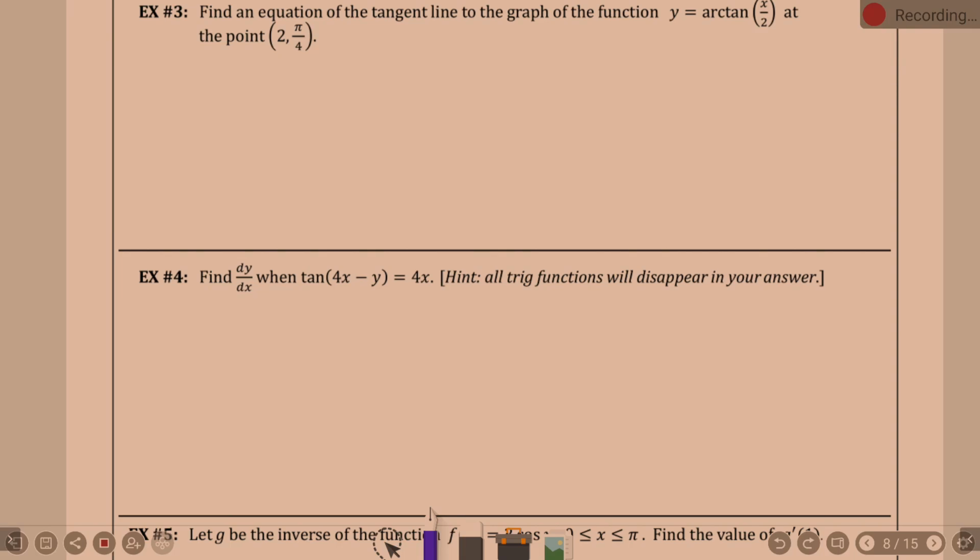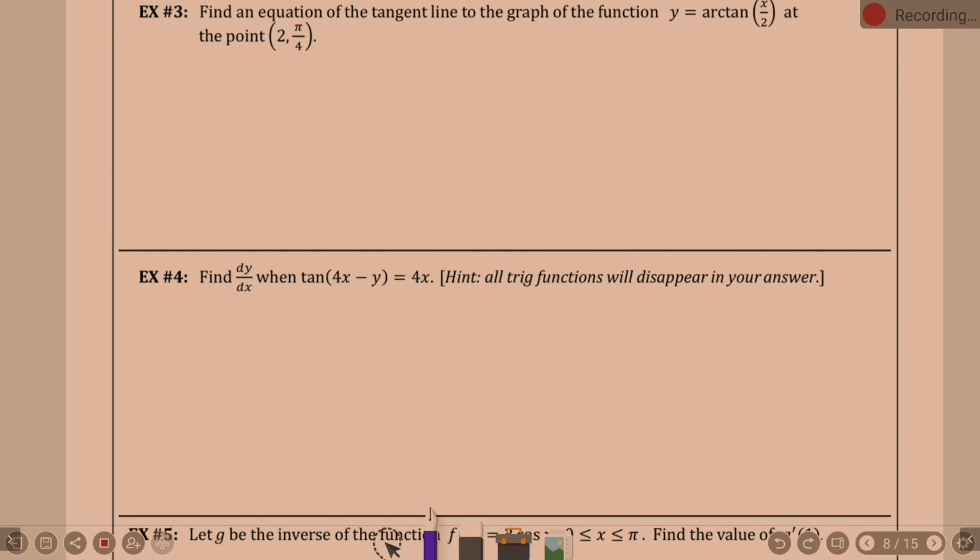Number 3. Find an equation of the tangent line to the graph of the function y equals arctan of x over 2 at the point 2 comma pi over 4. Okay, we need the derivative because that's going to provide us with our slope.